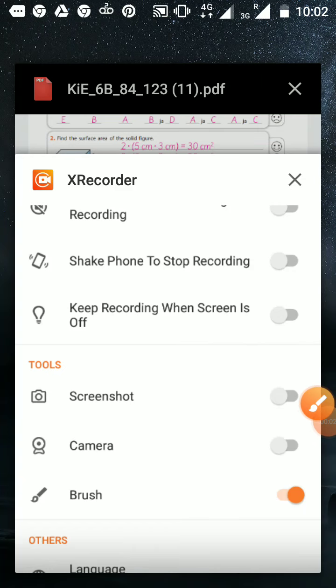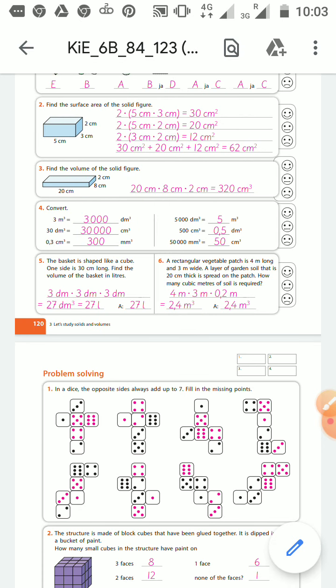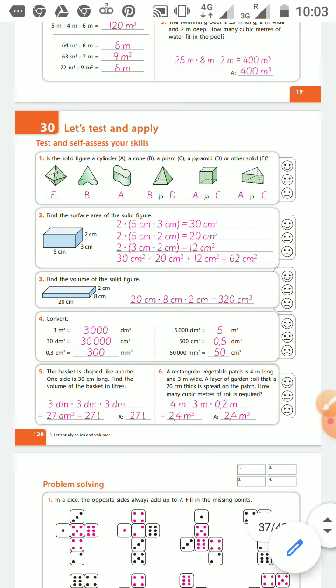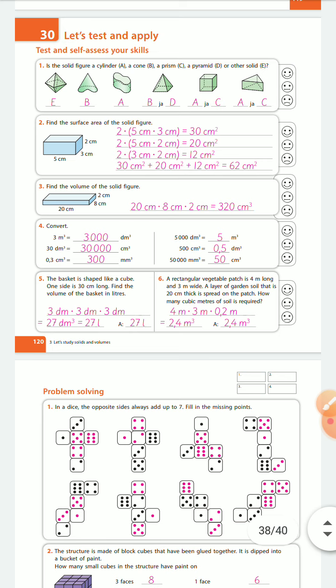Okay, good morning, everyone. We're now looking at chapter 30, the final chapter of your work on solids and volumes. Just waiting for it to come up now. These videos are obviously useful to go through and check any questions you're stuck on, as well as mark your work.